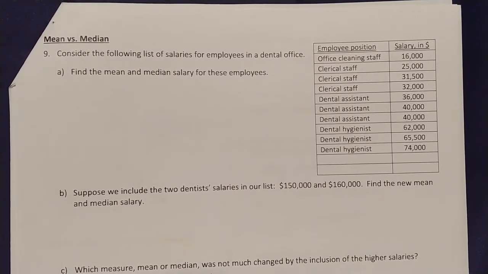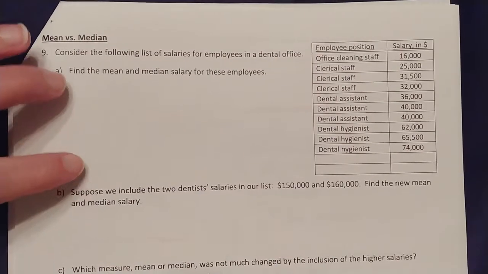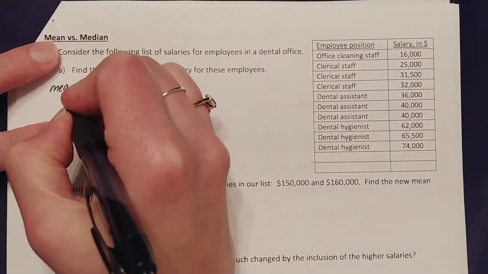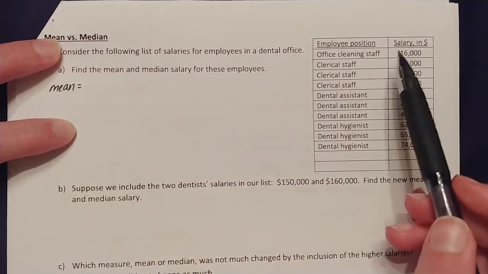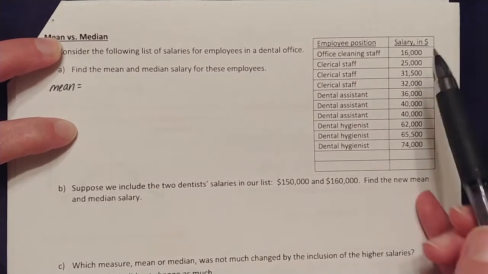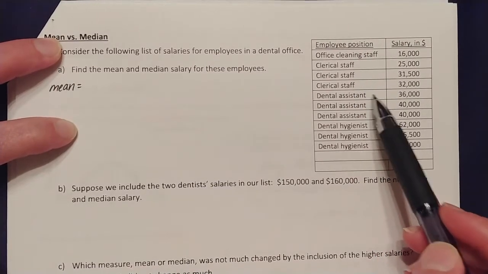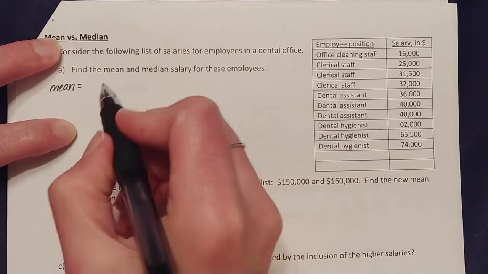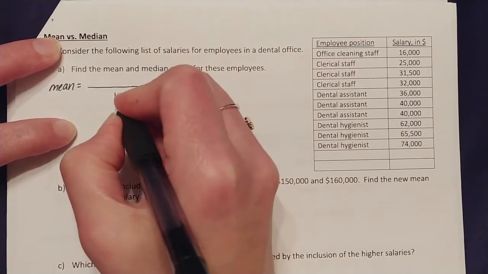All right, and now in this last part, we compare the mean versus the median. It says, consider the following list of salaries for employees in a dental office. A, find the mean and median salary of these employees. All right, so for the mean, we are going to add up all these values and divide by how many there are. So 1, 2, 3, 4, 5, 6, 7, 8, 9, 10. We know we're dividing by 10.